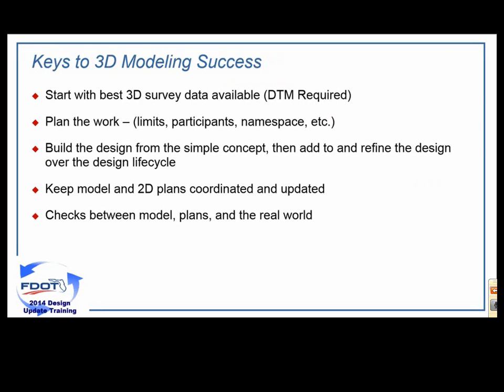And what are the keys once you get to that point? Basically, you want to start with the best survey data available. A DTM is required. 300-foot or 1,000-foot cross-sections aren't going to cut it with this. If you are getting 300-foot cross-sections, your model's only right 17 times in a mile. So you're losing your accuracy by doing that.